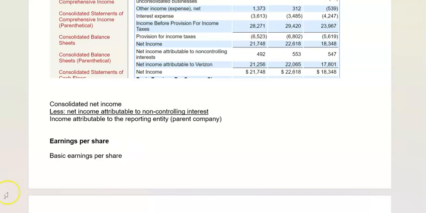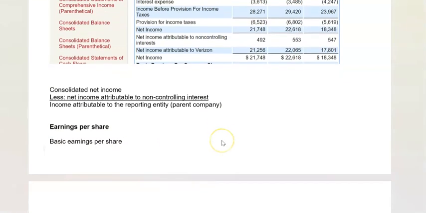Let's move on to earnings per share. And let's start with basic earnings per share.